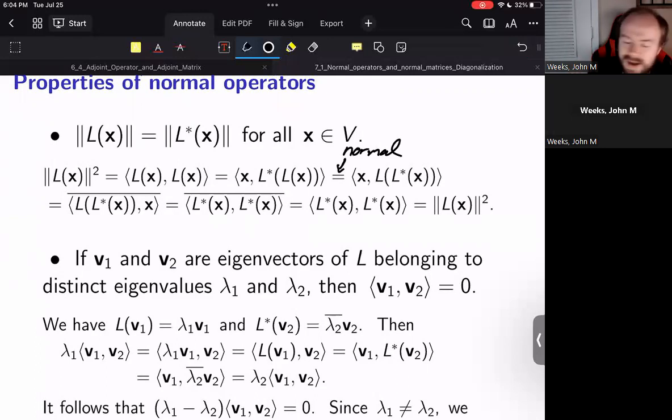And now I can take conjugates. I can bring back over the L star. Once I'm done with that, I can switch back these two entries, and I have the inner product of L star of x with itself, and that gets me the norm of L star of x squared.